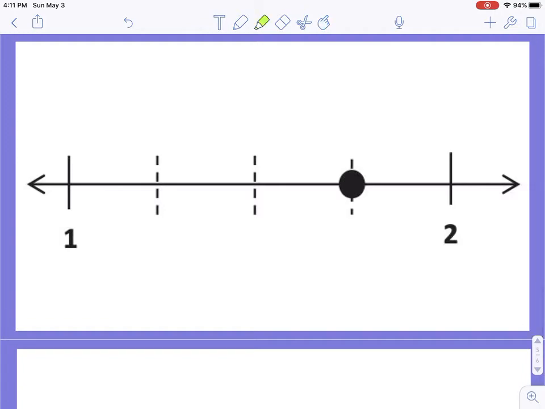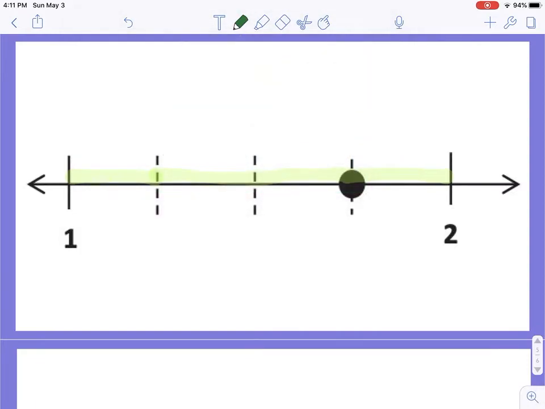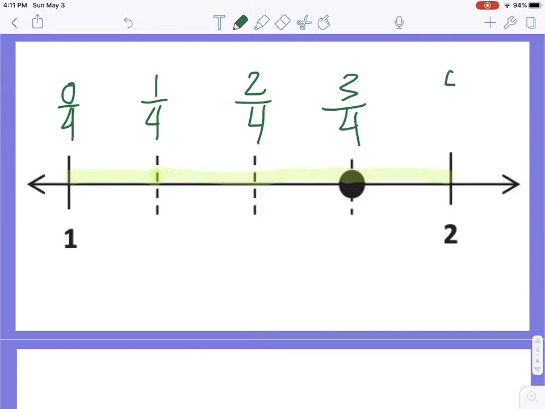Okay, counting the sections here. 1, 2, 3, 4. Okay, they are fourths. I'm going to draw that. I'm actually going to change my color. Okay, so I have 0/4, 1/4, 2/4, 3/4, and 4/4.